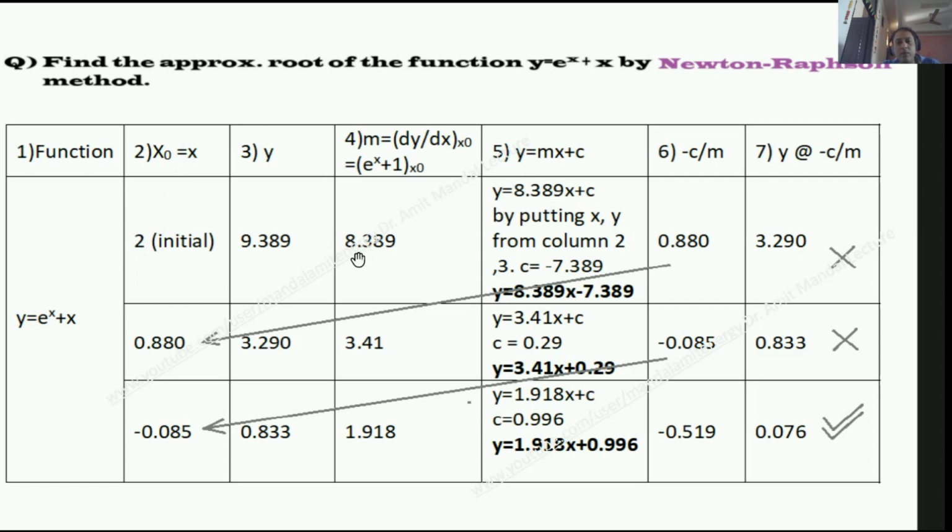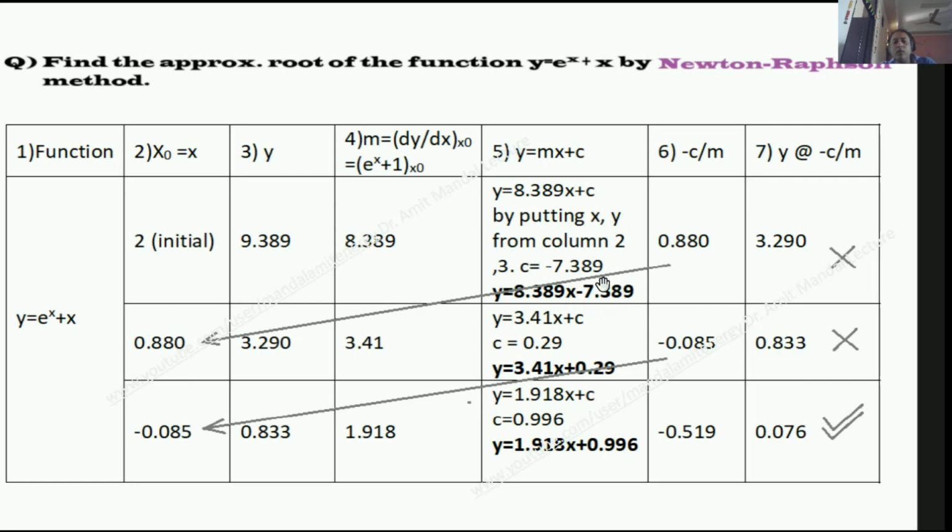Now the equation of the tangent will be y equals mx plus c. In place of m, I am putting 8.389. Now how to find the value of c? We know that when x is 2, y is 9.389. Putting in the values of x and y, I get the value of c to be minus 7.389. So y equals 8.389x minus 7.389. This is the equation of the tangent.